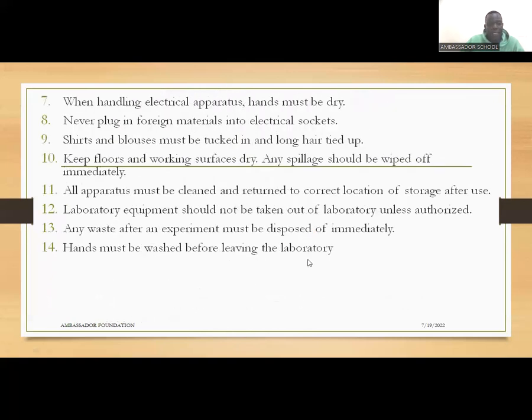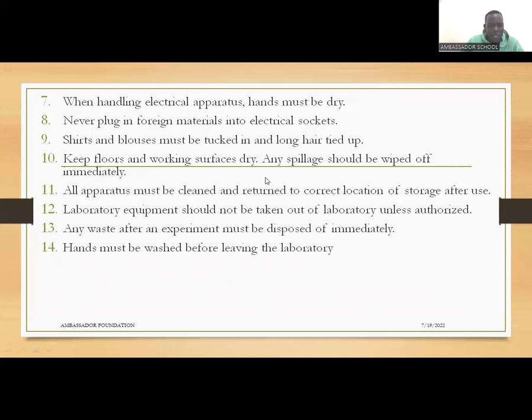When handling electrical apparatus, hands must be dry. You know water is a good conductor of electricity. Just try touching electricity with wet hands. You will get shocked. Never plug in foreign materials into electrical sockets. Shirts and blouses must be tucked in and long hair tied up. Keep floors and working surfaces dry. Any spillage should be wiped off immediately.